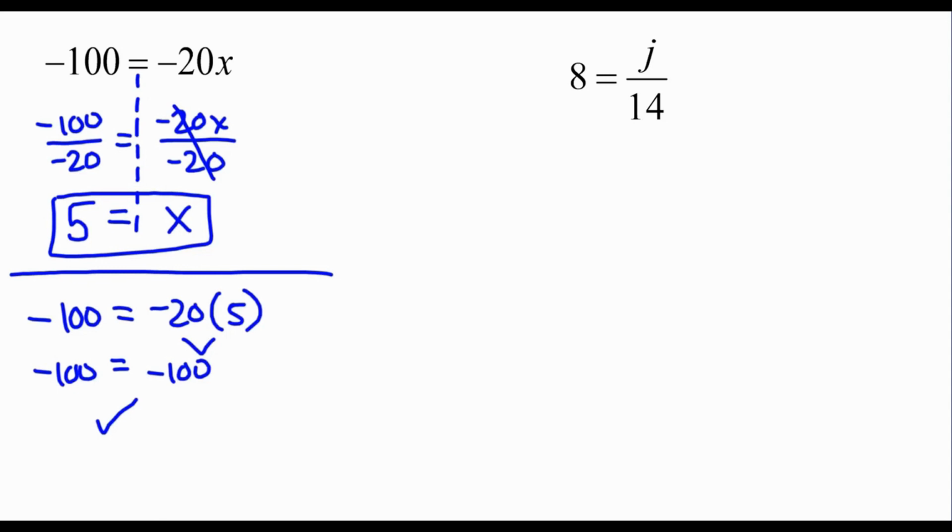Next one, 8 equals j divided by 14. Again, if I divide my equation into its two parts, and I'm looking at the side that has the variable, j is being divided by 14. So the opposite of dividing by 14 is multiplying by 14. So I'm going to multiply both sides of my equation by 14.